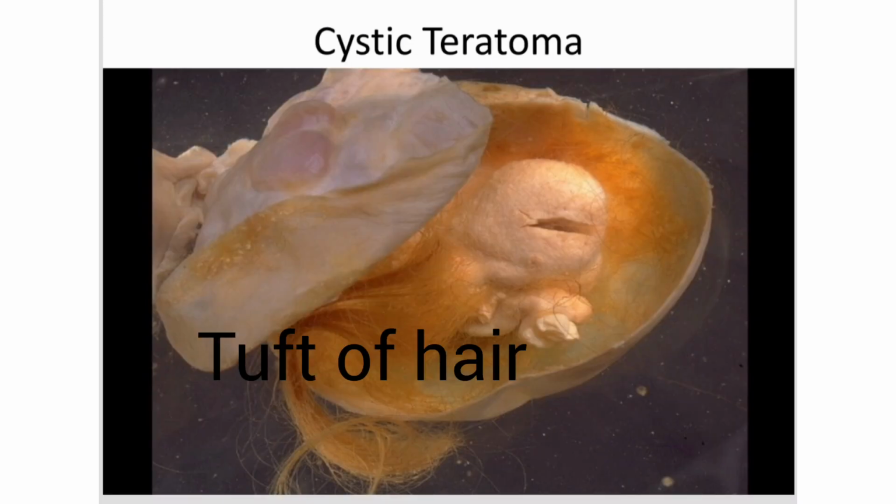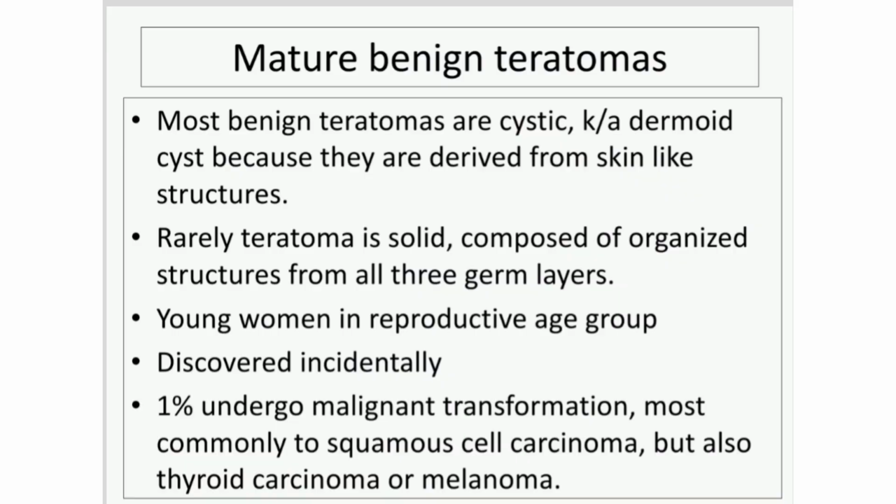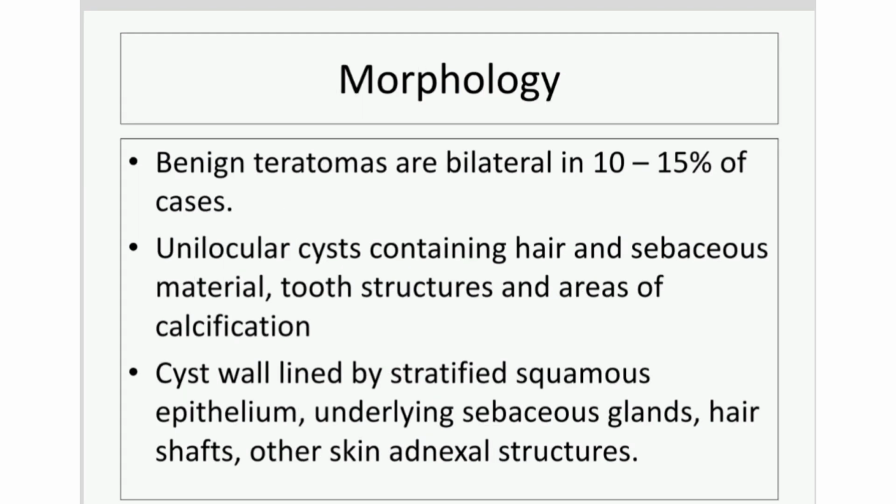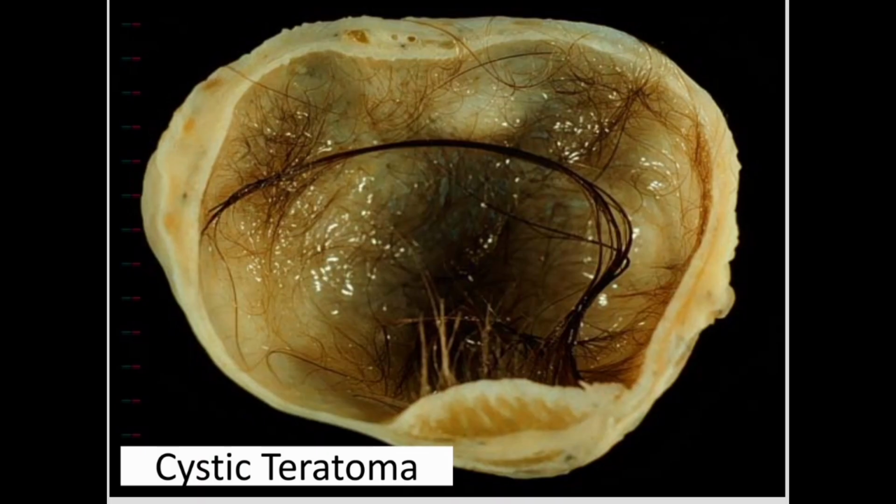This is a cystic teratoma. You can appreciate hair in it. Mature benign teratomas are also called dermoid cysts because they are derived from skin-like structures and they are more common in young females. Morphologically, they are bilateral. They are unilocular cysts which contain hair, sebaceous material, tooth and keratin.